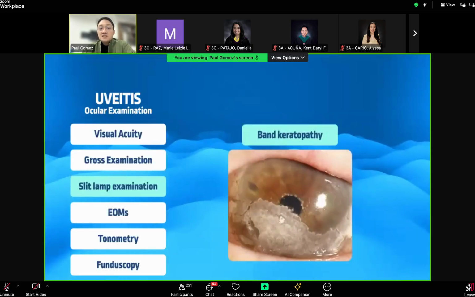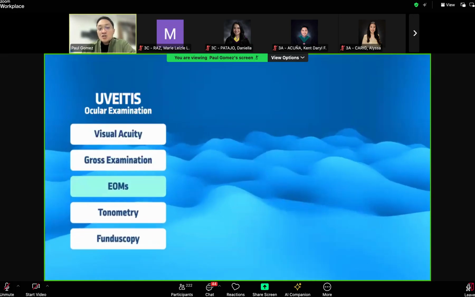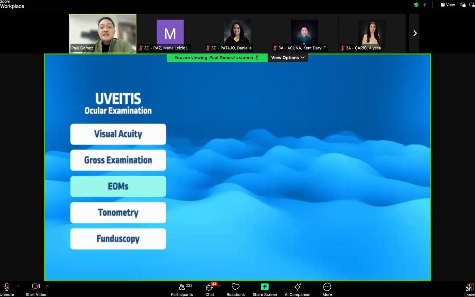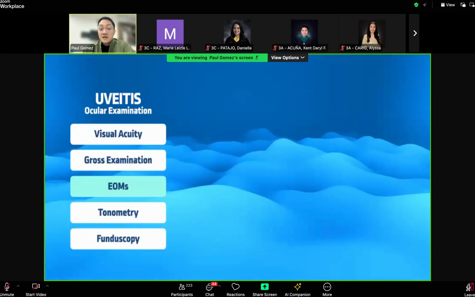And sa slit lamp then, you can see that in advanced cases, the inflammation can spill over to the cornea and form a band keratopathy. So EOMs, when you go to the EOM examination, it may be affected in certain uveitic entities. If there is pain during eye movement, certain diseases may be considered, as we will discuss later.